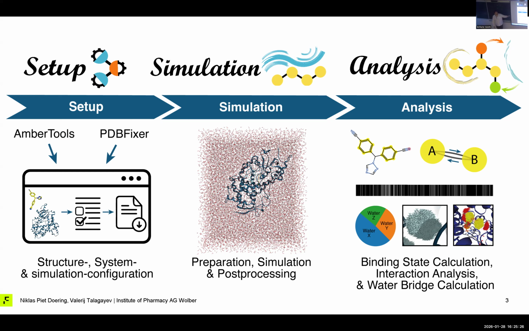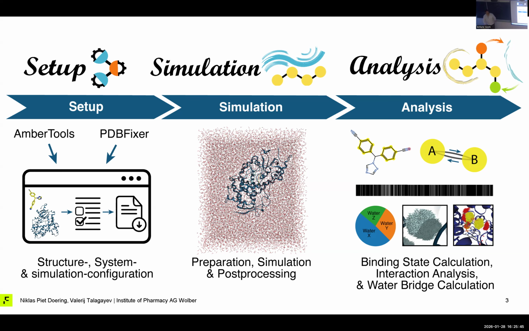After this, you can just call our simulation command, which prepares the system, so solvates it, adds ions, adds a membrane if you want that, and then also conducts the simulation. And afterwards, we do post-processing, which means we center the ligand and protein within the box so that the analysis works cleanly in the end.